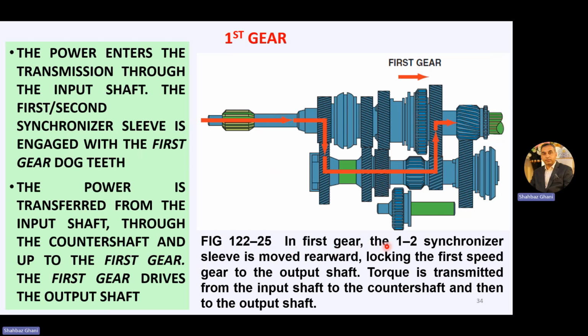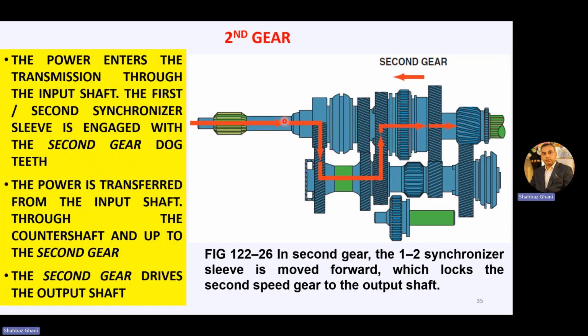In first gear, the first and second synchronizer sleeve is moved rearward in this direction, locking the first speed gear to the output shaft. So it locks the first gear to the main shaft. Torque is transmitted from the input shaft to the counter shaft and then to the output shaft. So this is how the first gear is engaged.